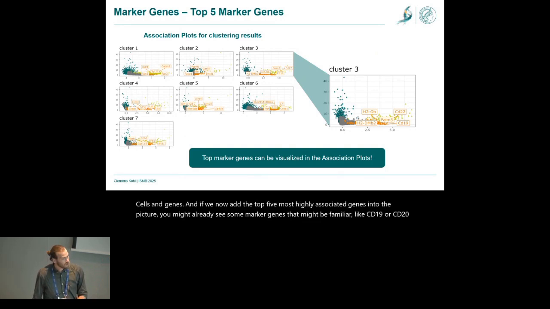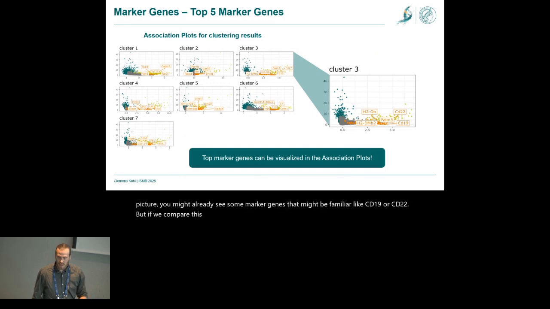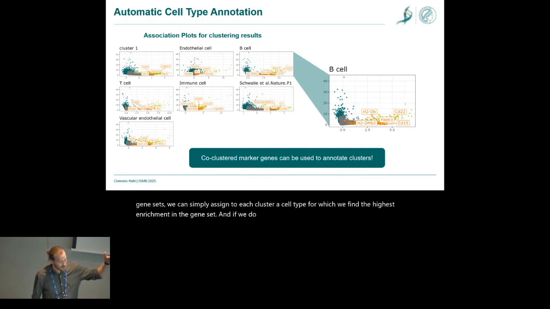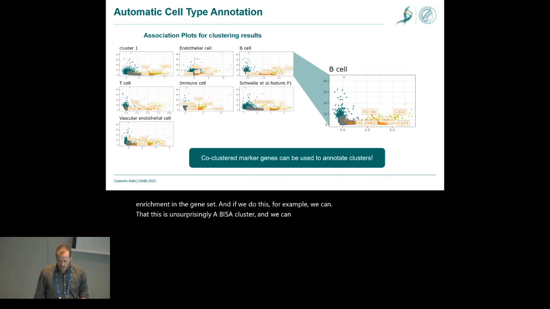But if we compare this now more systematically with, for example, cell type specific marker gene sets, we can simply assign to each cluster a cell type for which we find the highest enrichment in the gene set. And if we do this, for example, we can find that this is unsurprisingly a B-cell cluster, and we can similarly annotate the remaining clusters.